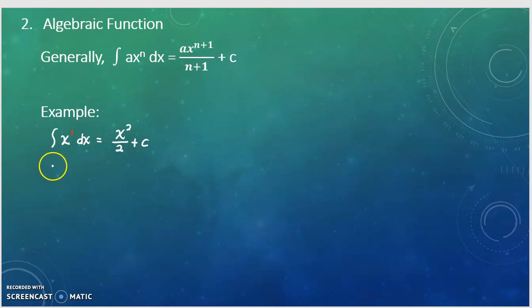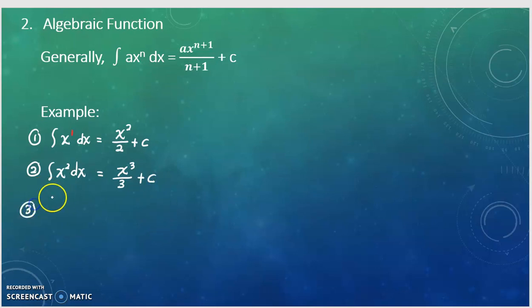How about integrating x squared? Integrate x squared, raise the index by 1. So here it will become x cubed over 3 plus c.